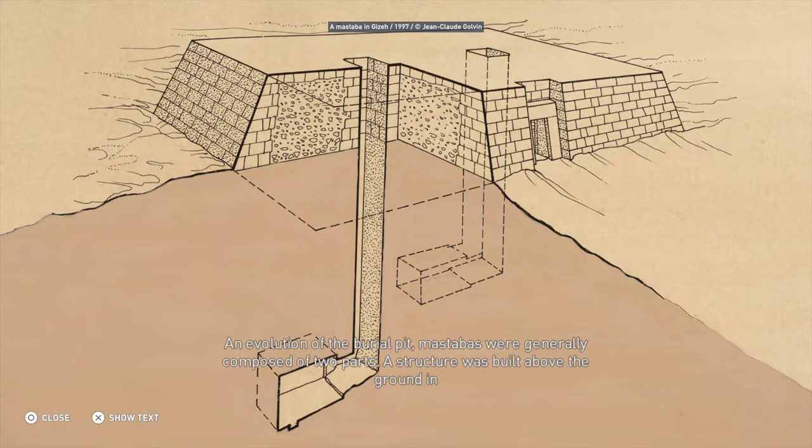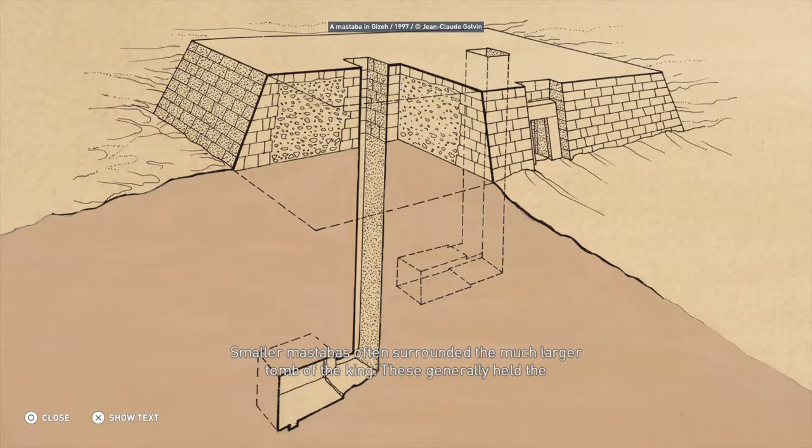A structure was built above the ground in the form of a massive rectangle with stepped walls, and a subterranean burial chamber was located underneath. Smaller mastabas often surrounded the much larger tomb of the king. These generally held the remains of the king's relatives and courtiers.